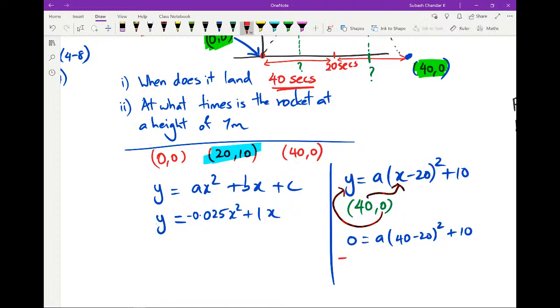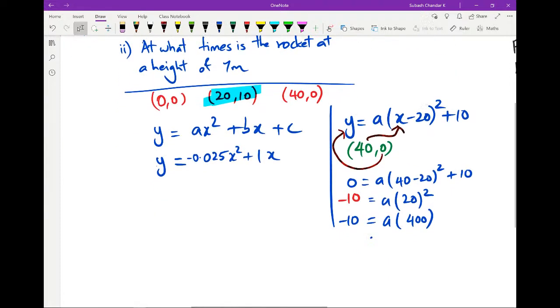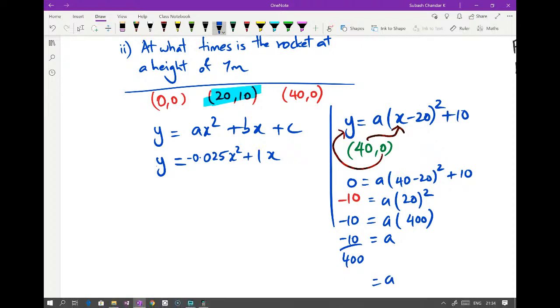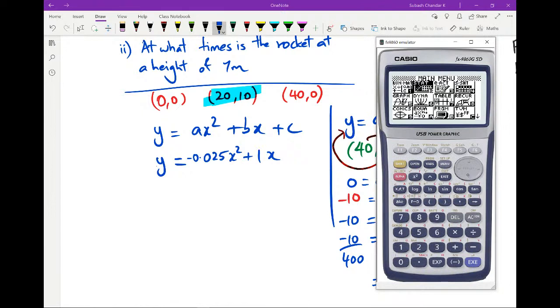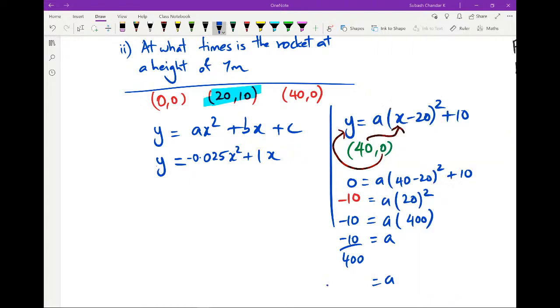Rearrange the 10 to the other side as minus 10 equals a times 20 squared. So you've got negative 10 equals a times 400, since 20 squared is 400. Then a is equal to negative 10 over 400, which is negative 0.025.